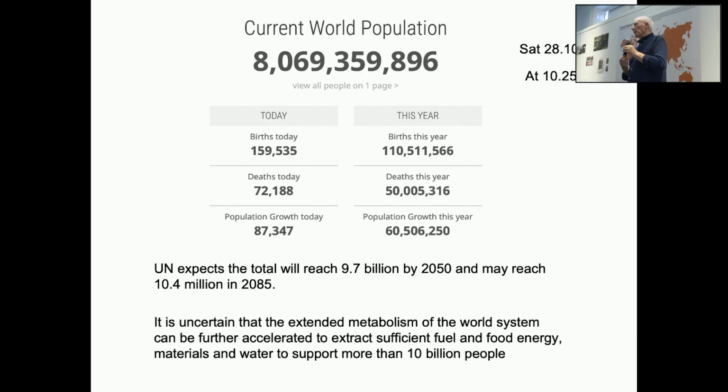The context for these things I'm going to show you is also, this was, I think I did that on Saturday night, a current world population.